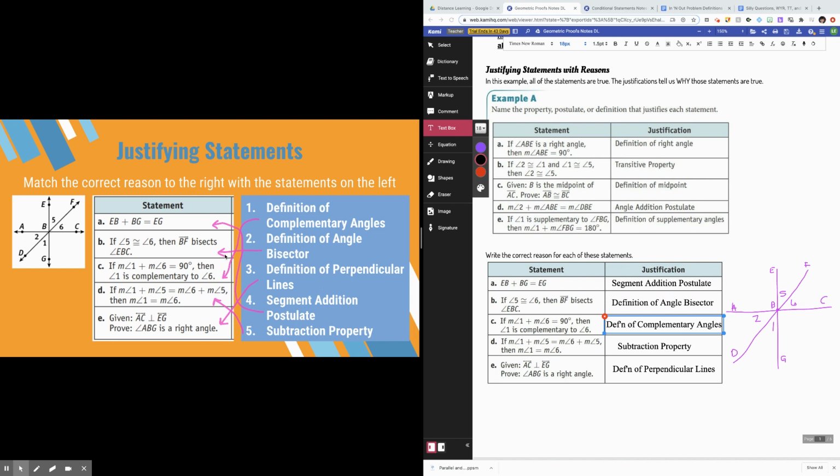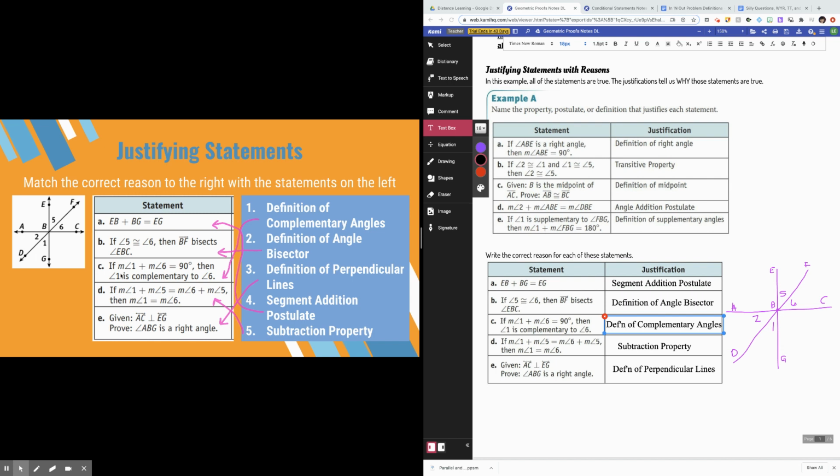Part B, the correct reason was definition of an angle bisector. What I want you to notice here is that this time they started with the equation: angle 5 is congruent to angle 6. Because of that, I know that ray BF is a bisector. Definitions can go both ways. You may start with an equation and end up with a statement, or you may start with a statement and then end up with an equation.